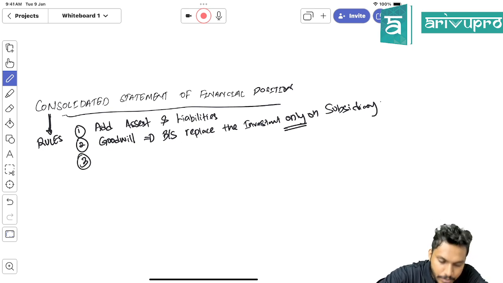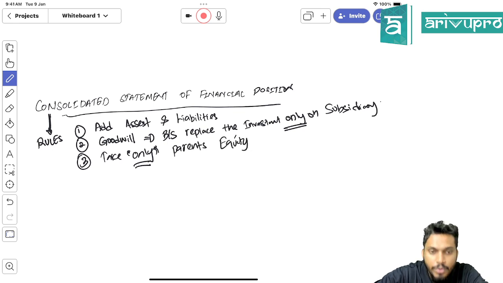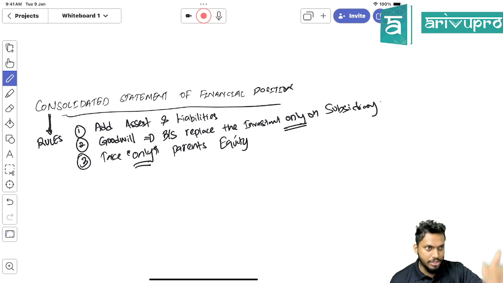Third point, you need to take only whose capital? Only the parent's equity. So when you are consolidating your equity, will you add the equities? No. We will not add the equity part. Only the parent's equity will be taken. Just go through all the questions we did and see whether we have done that part.